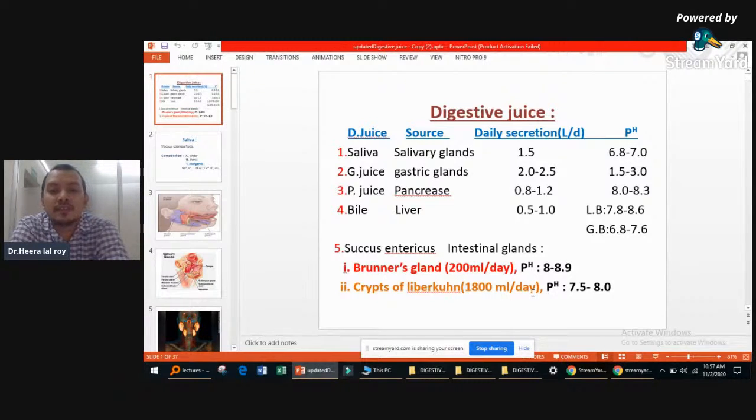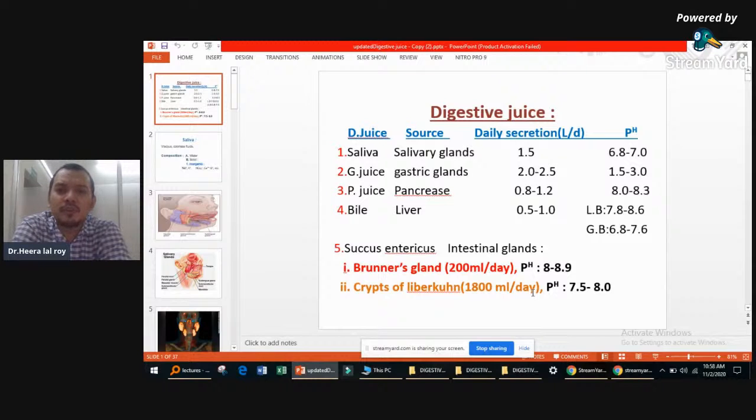Gastric juice is secreted from a lot of gastric glands. We will discuss this later. The daily secretion is more than saliva, 2 to 2.5 liters per day. And look at this, this is very important. This is strongly acidic. Now number 3 is the pancreas.